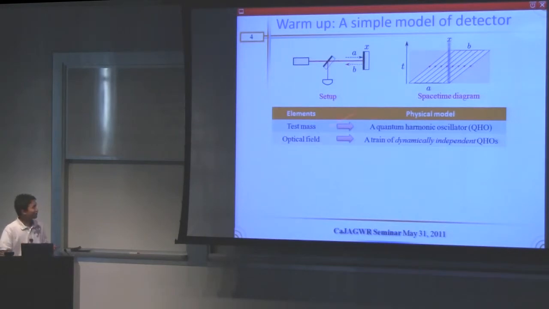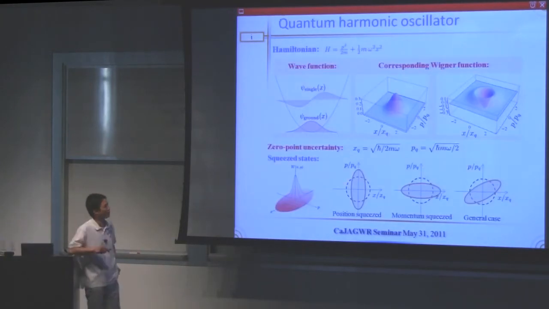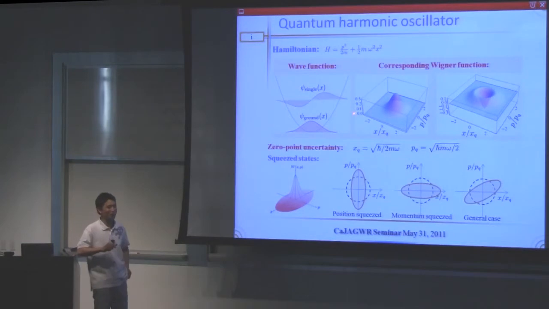Now, since I'm talking about quantum mechanics, the quantum harmonic oscillator, it would be nice to give you a brief overview of this concept. Here is the simple Hamiltonian, and then you have the wave function. This is for the ground state you're familiar with, and this is the single excited state. Right. So this is just in the position representation.